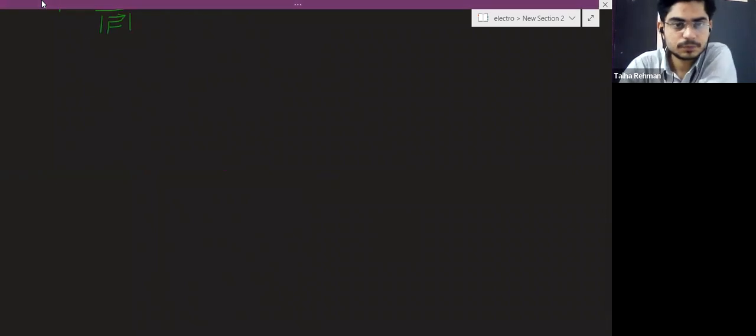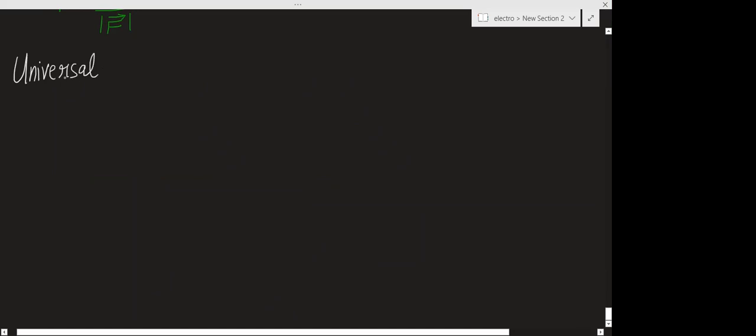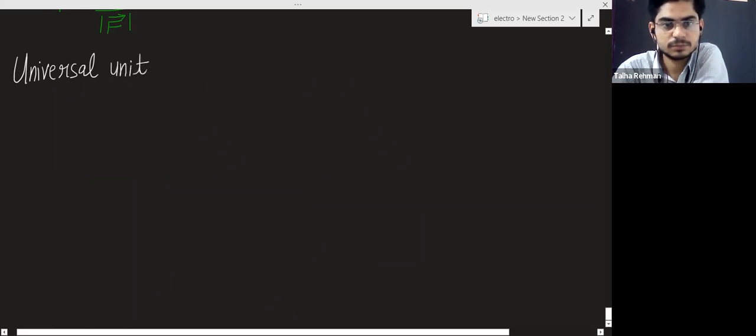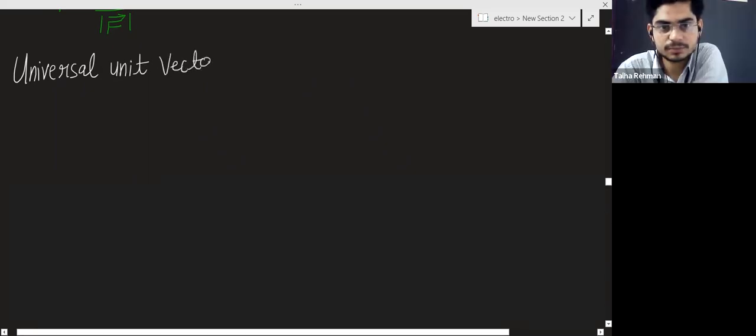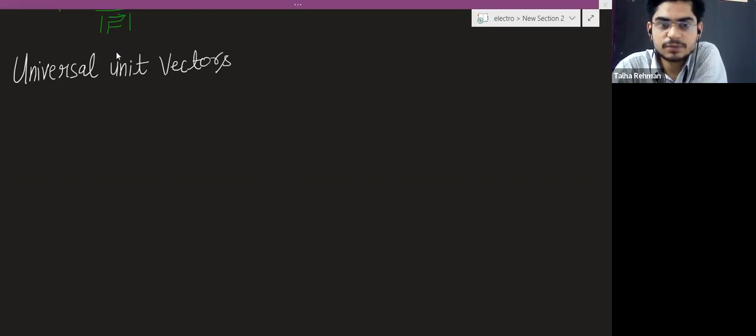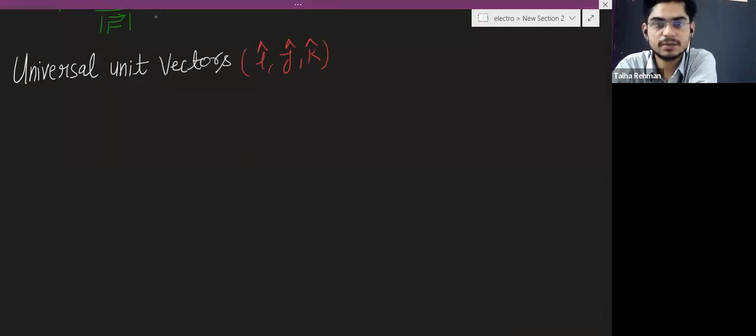So now, there are some more vectors: universal unit vectors. And these universal unit vectors are of three types: I with a cap, J cap and K cap. But there is a reason behind why it is like this.